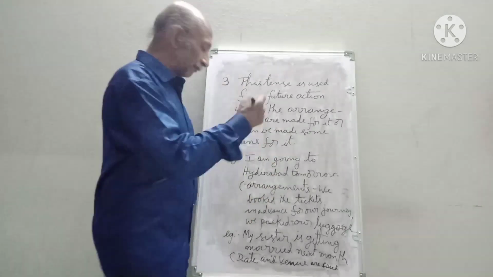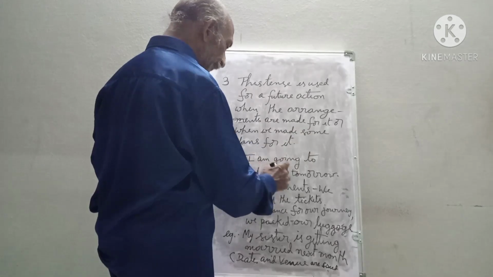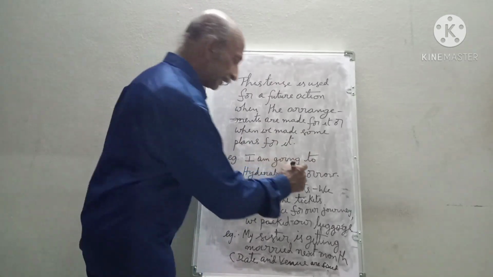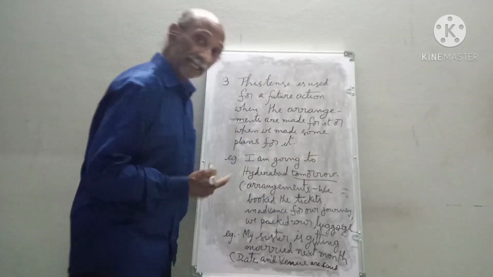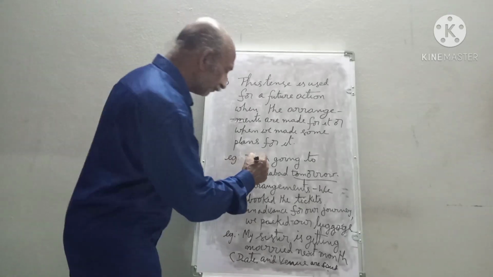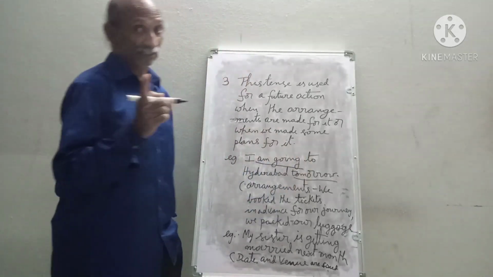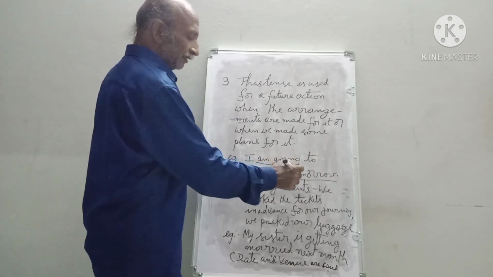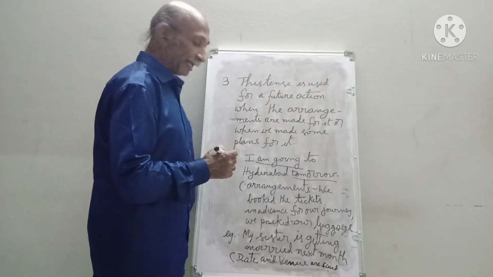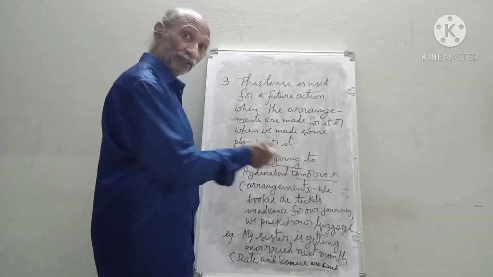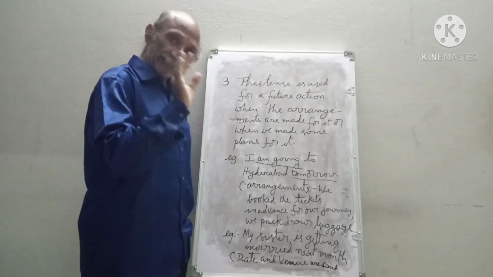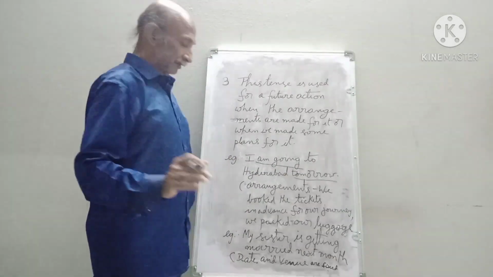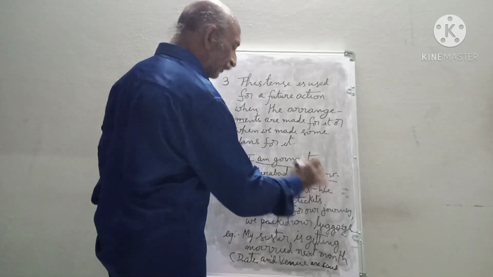Now take another example. I am going to Hyderabad tomorrow. See here, tomorrow indicates future time. But the tense is present continuous tense. Here you have a doubt. Sir, for future time, how can we use present continuous tense? It is possible. Arrangements are made for the action.